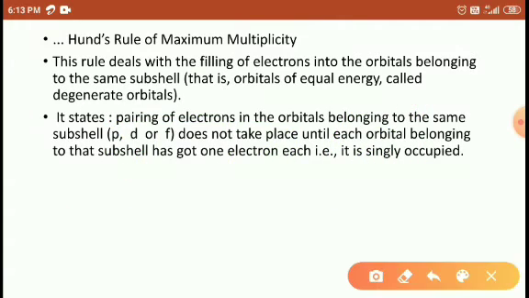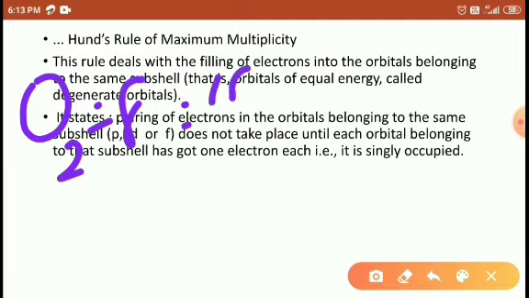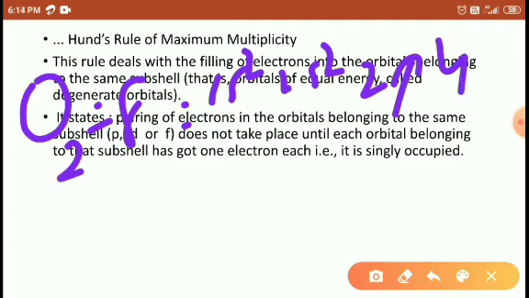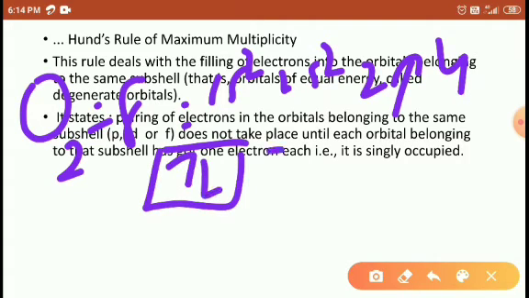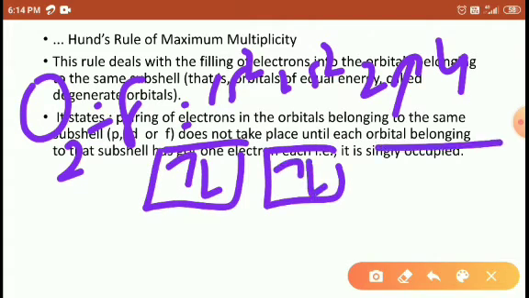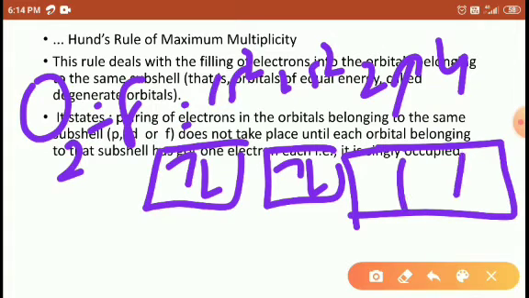For example, students, oxygen. Atomic number 8, 1s2, 2s2, 2p4. 1s2 has 2 electrons, 2s2 has 2 electrons, and then the 2p orbitals.